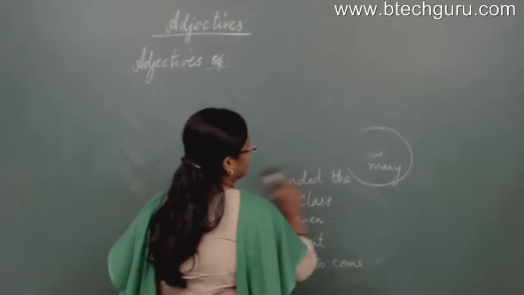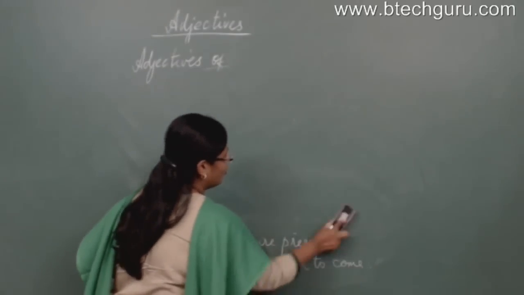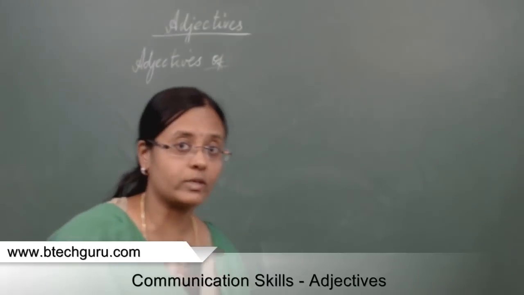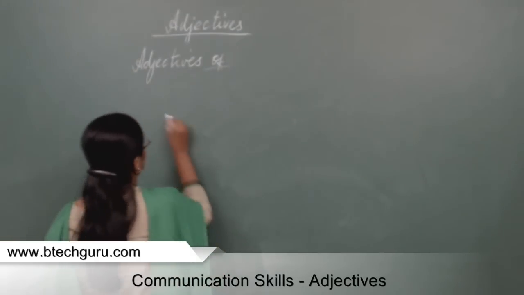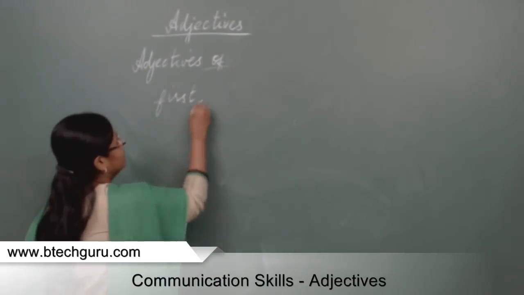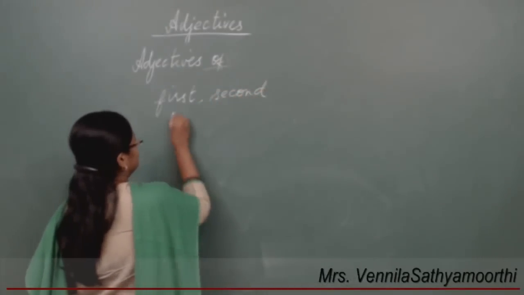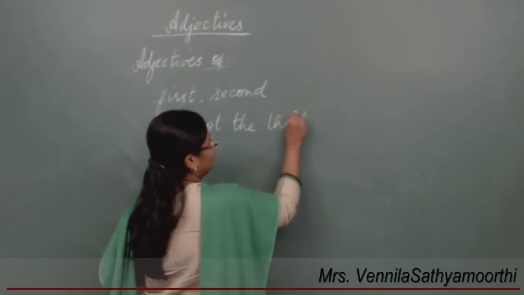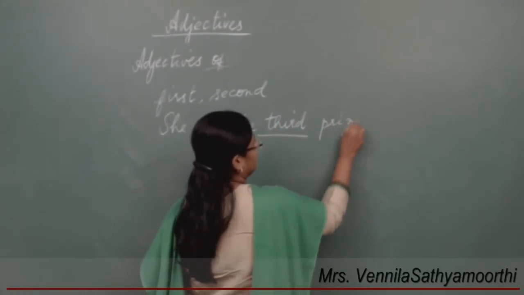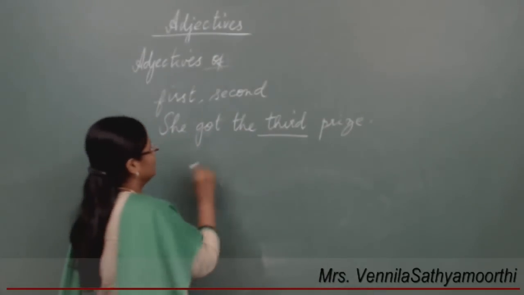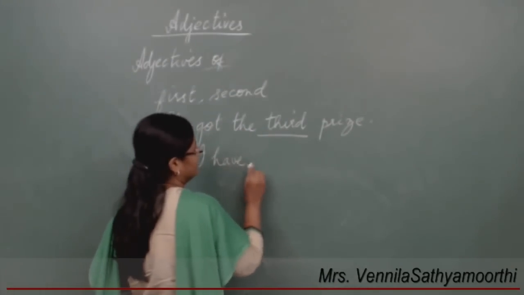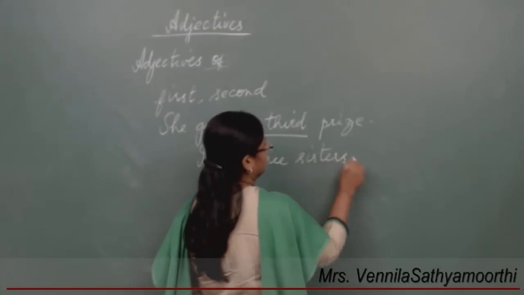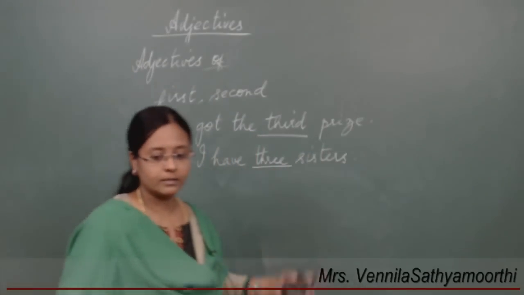Adjectives of number, apart from asking the question how many, sometimes we also have some adjectives which answer the question in what order. Like the first number, first, second, she got the third prize. So here the word third is an adjective of number. I have 3 sisters. See, it's an adjective of number.